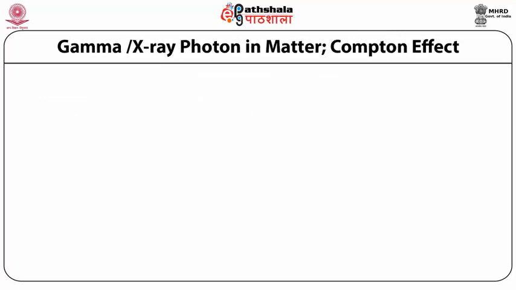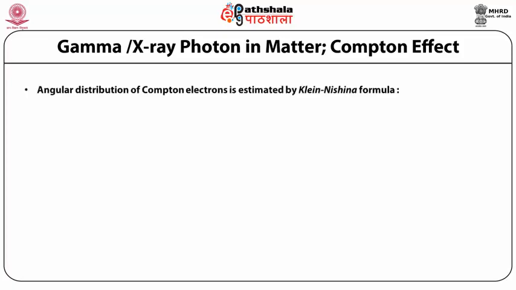Gamma ray, X-ray, photon in matter, Compton effect. So we continue our discussion about the Compton effect. Here in this slide, we will see how the angular distribution of the Compton electron can be estimated by using the Klein-Nishina formula.